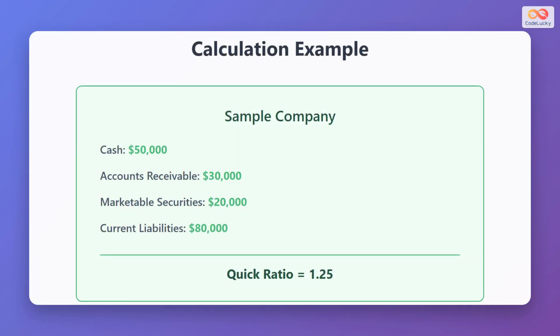Let's work through a practical example. Imagine a sample company has $50,000 in cash, $30,000 in accounts receivable, and $20,000 in marketable securities. These add up to $100,000 in quick assets. The company has $80,000 in current liabilities. Dividing $100,000 by $80,000 gives us a quick ratio of 1.25. This means the company has $1.25 of liquid assets for every dollar of short-term debt.